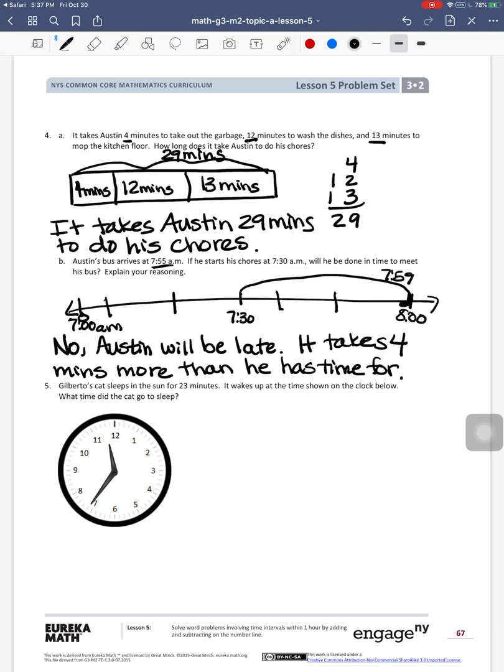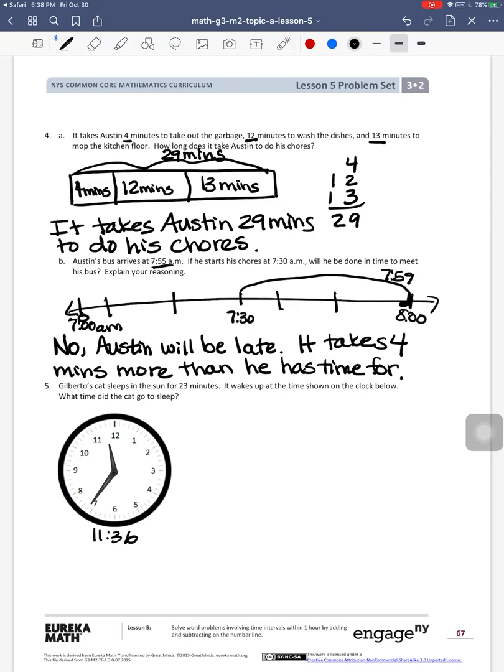All right, 5. Gilberto's cat sleeps in the sun for 23 minutes. It wakes up at the time shown on the clock below. What time did the cat go to sleep? Ooh, okay, so first we need to look at this clock, right? This clock, what time does it show? It shows 11:36, right? That shows 11:36.